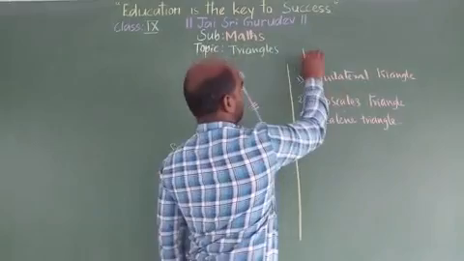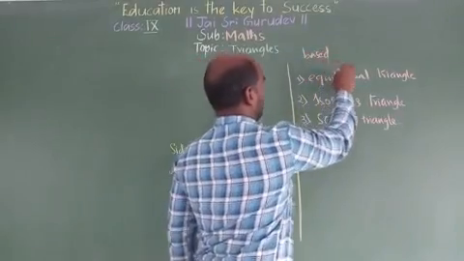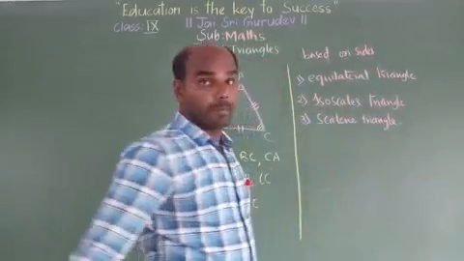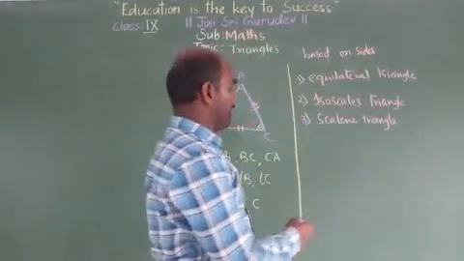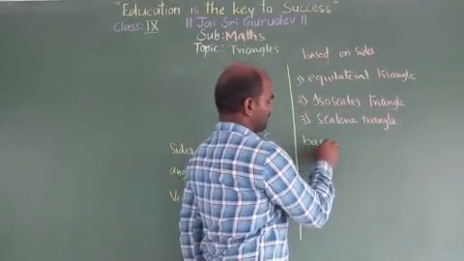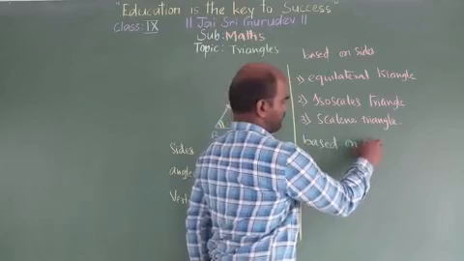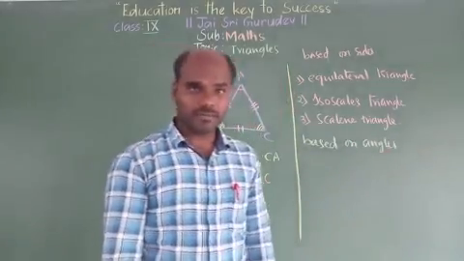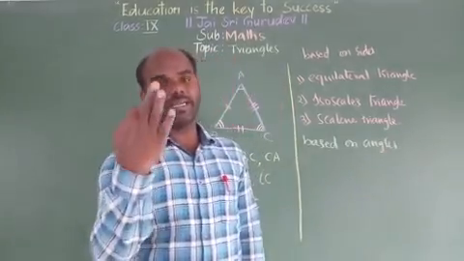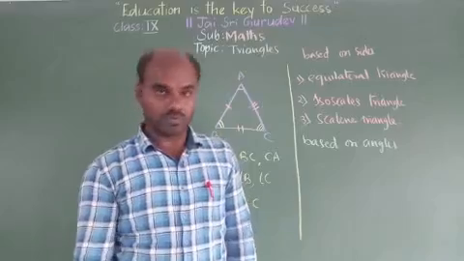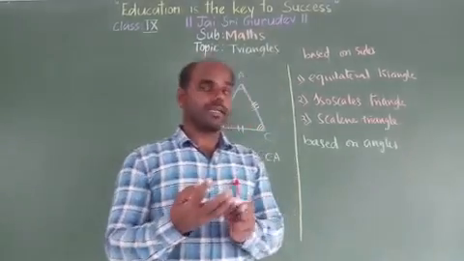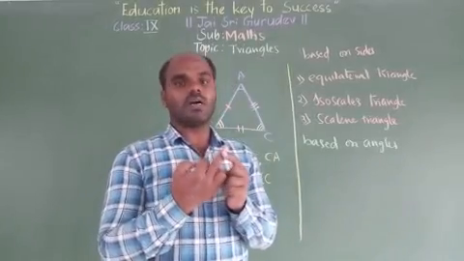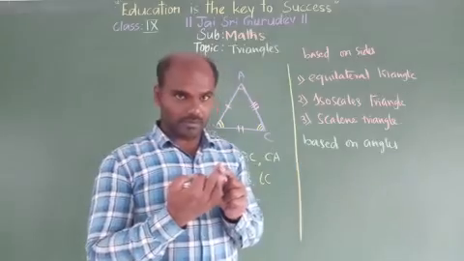Next, based on angles. How many types of triangles are there, children? There are also three types of triangles. First one is the acute angle triangle, second one is the right angle triangle, and third one is the obtuse angle triangle.